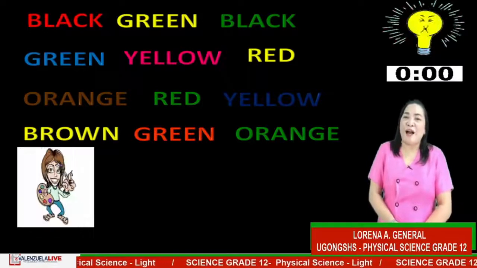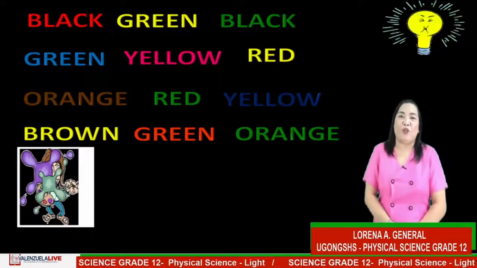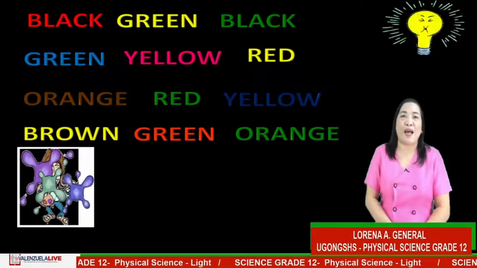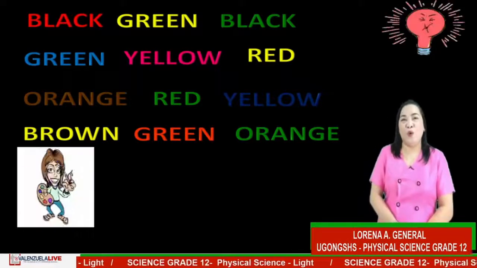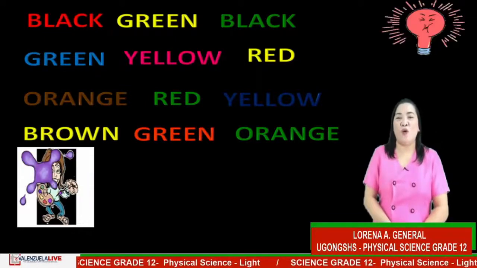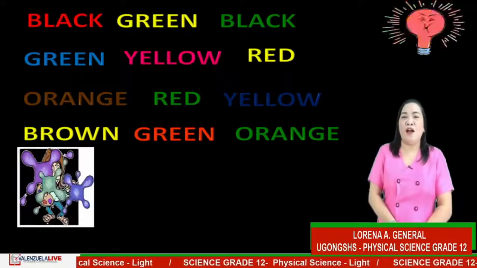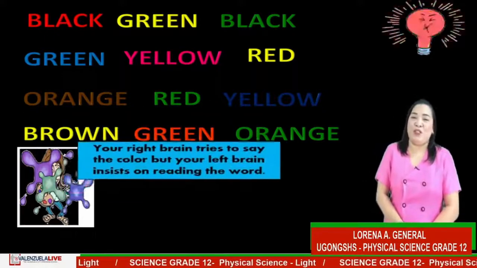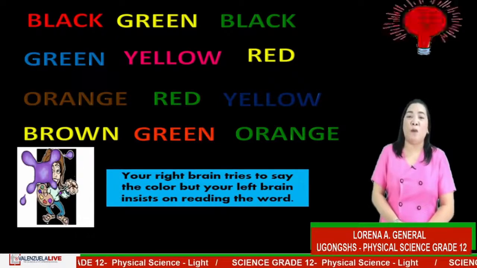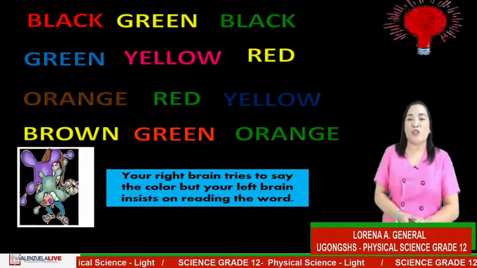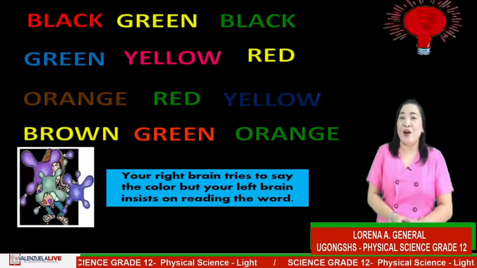Okay, time's up. Seems so confusing, right? Why do you think so? Let me try. It's red, yellow, green, blue, pink, yellow, brown, green, blue, yellow, orange, and green. Seems so confusing. But why is it so? The reason is that your right brain tries to say the color, but your left brain insists on reading the word. So now you know.